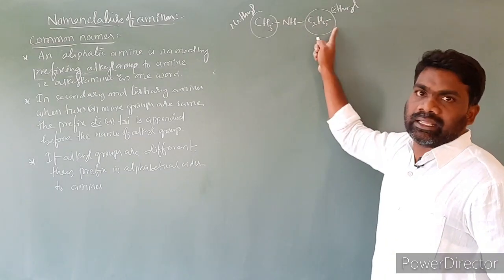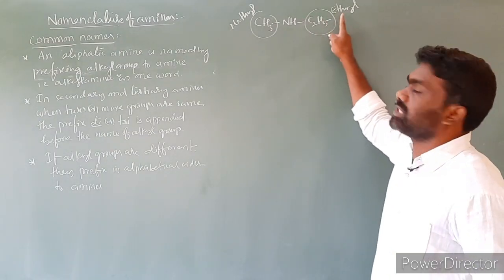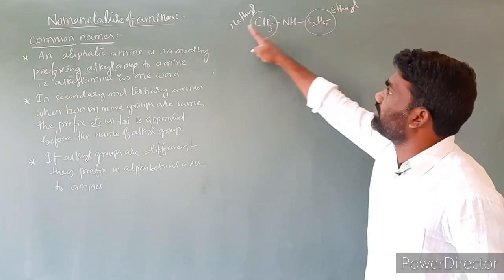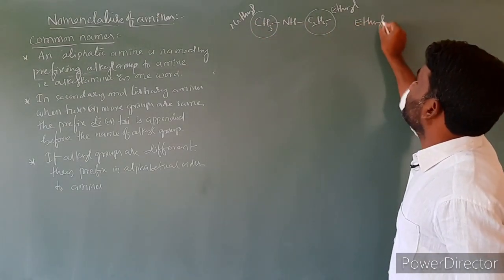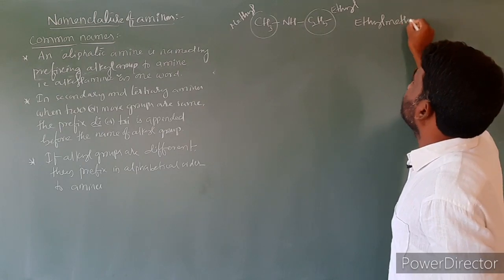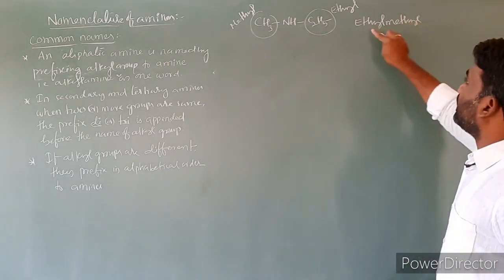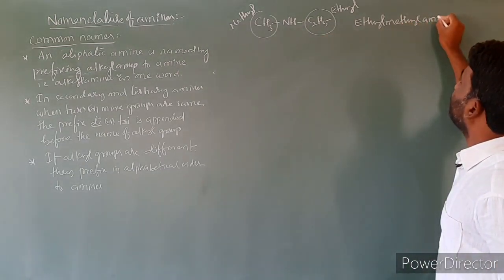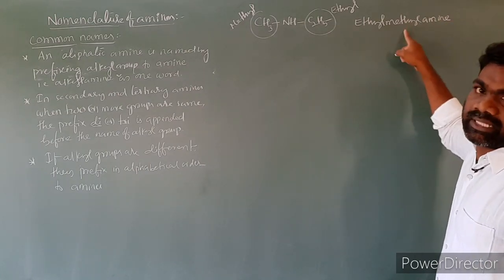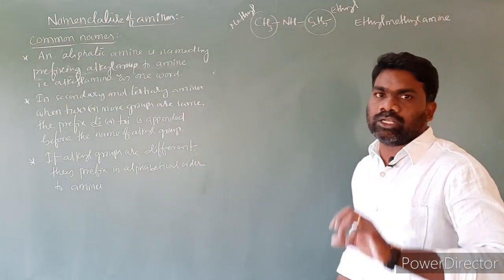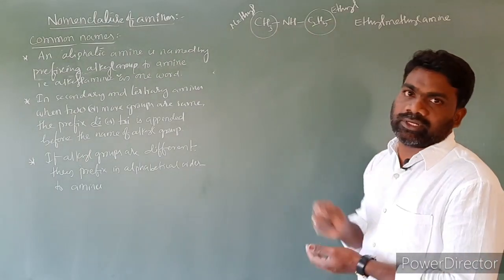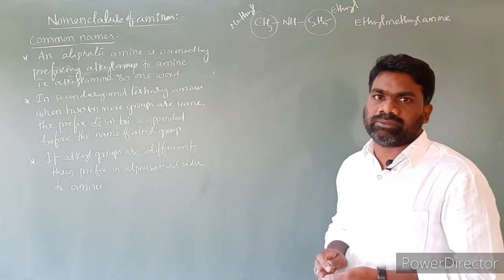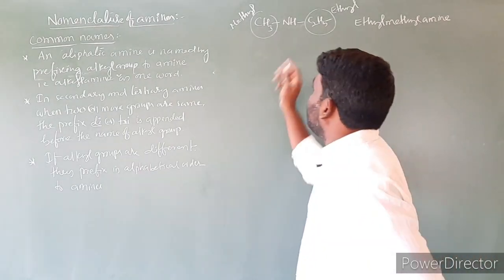Then we have to write in alphabetical order. Which will come first? First E we write, then M. Then the name is ethyl, next we have methyl, and the alkyl groups are prefixed to the word amine. So ethyl methyl amine. Simply, if 2 alkyl groups attached to the nitrogen are different, in such a case we have to arrange them in alphabetical order.